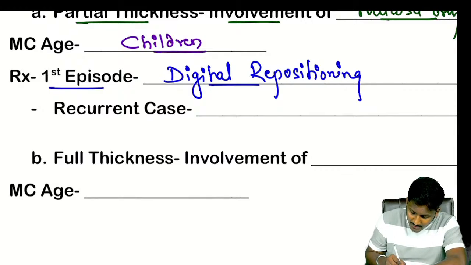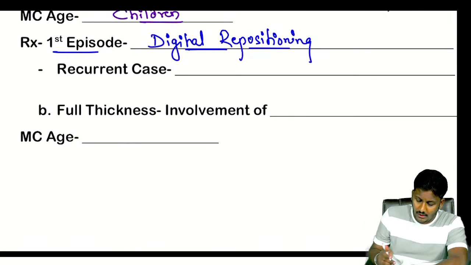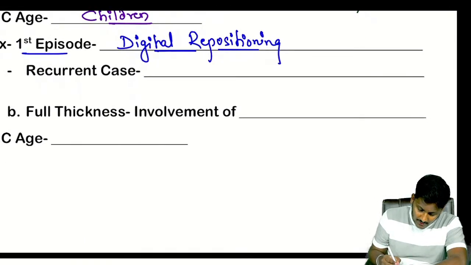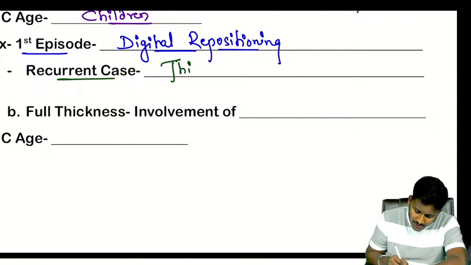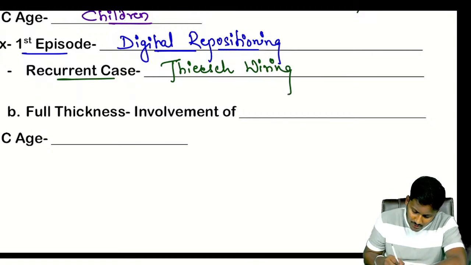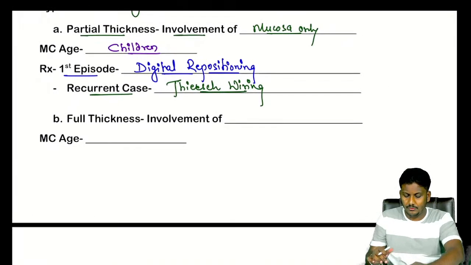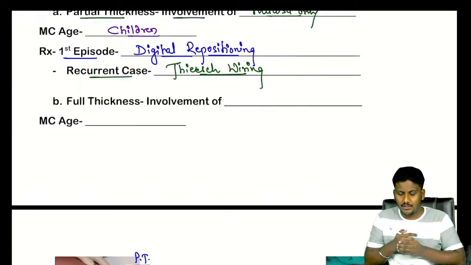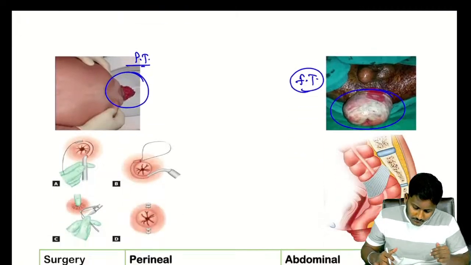But if the child has come to you beta with a recurrent case of rectal prolapse beta, remember, in recurrent cases of rectal prolapse, we have to perform a perineal surgery beta, and that perineal surgery is known as a Thiersch wiring. What is that? We'll talk about it. It is known as a Thiersch wiring beta. So let's try to discuss it. So the Thiersch wiring that we do basically beta in a recurrent partial thickness rectal prolapse in a child, it is going to be this one.